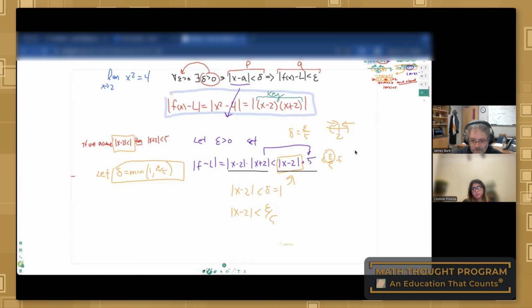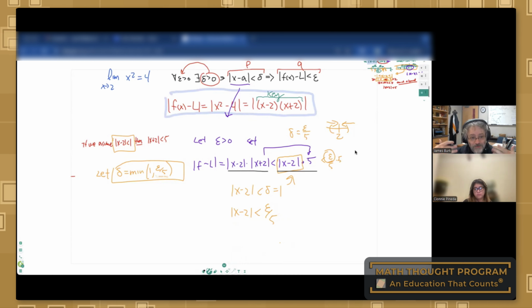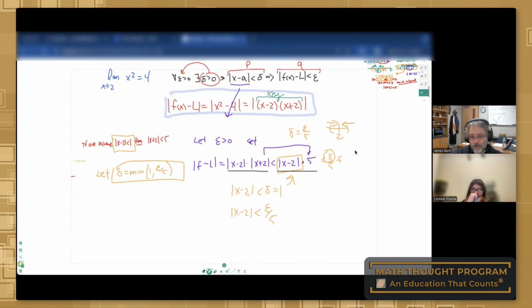Okay. Now, with all that, we still haven't got the proof, but we got the direction as to what we need to do with this. We have figured out how to choose delta, and that's the important part again in this problem. Okay, so let's actually prove it now.